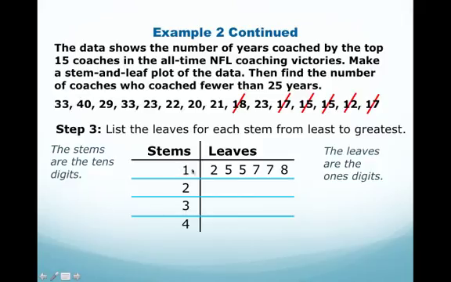So those represented 12, 15, 15, 17, 17, and 18. Remember, if it's repeated more than once, you have to put another leaf down.